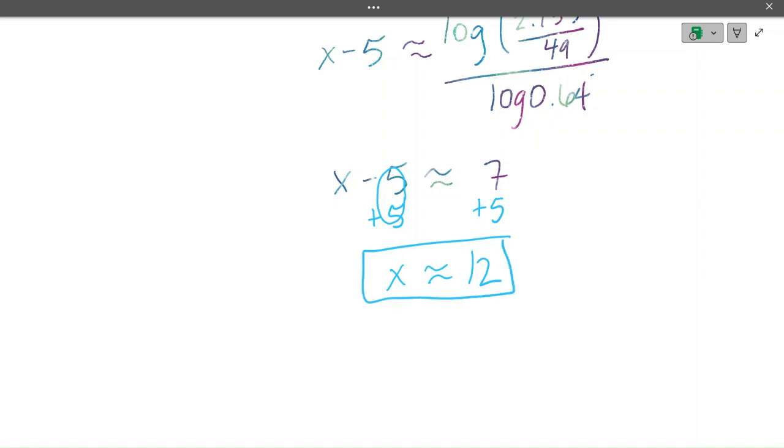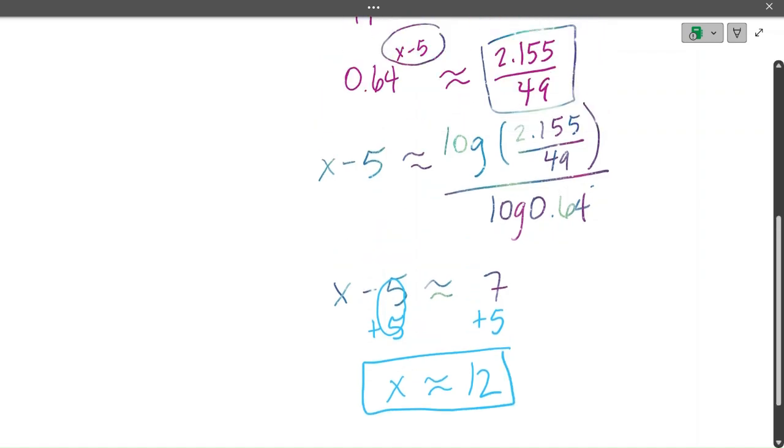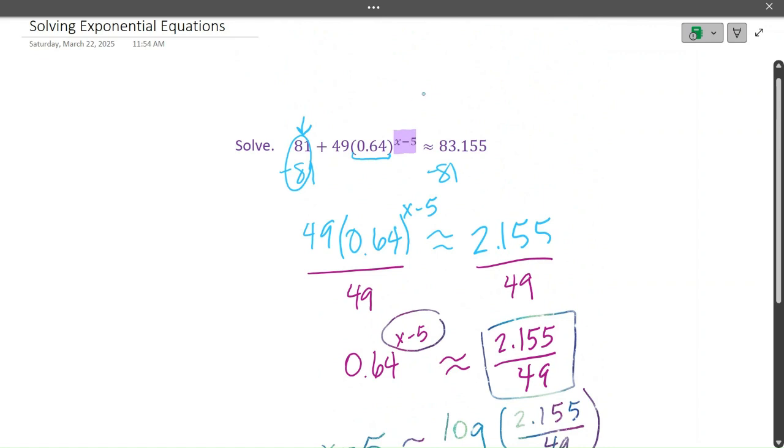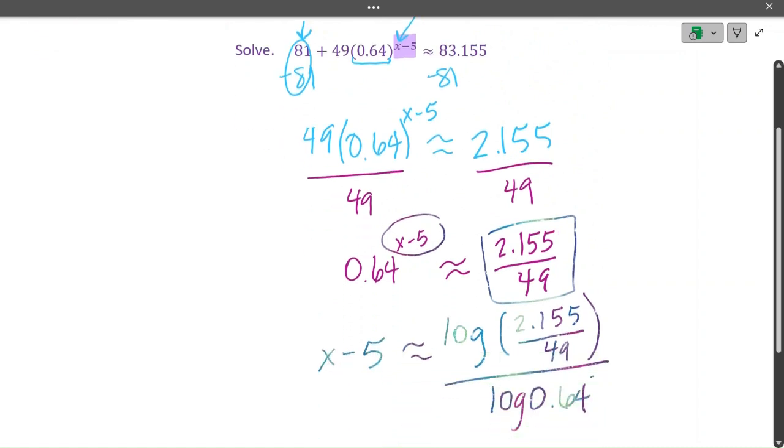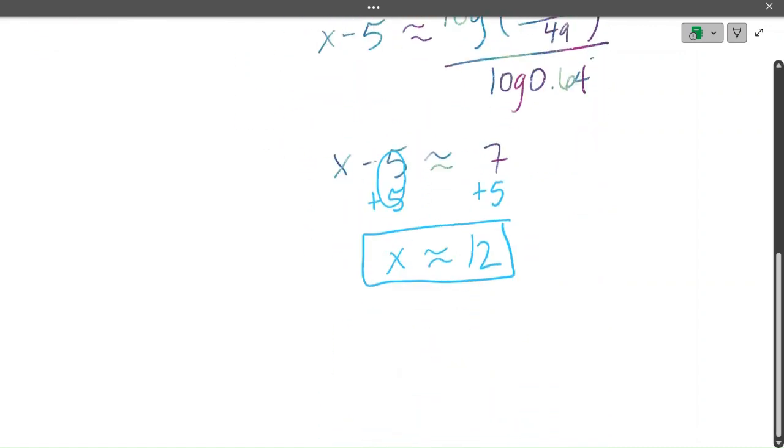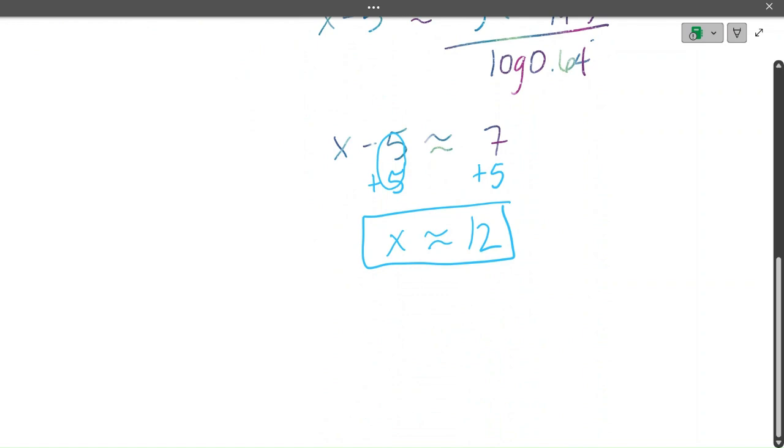So when I go to check my answer, I'm popping 12 back in here for x. And I already checked our answer. When I do that, I get 83.155 approximately out as my solution.